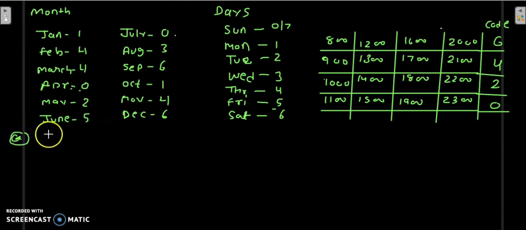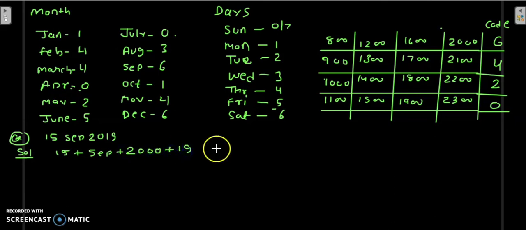Suppose I am taking any date like 15 September 2019. On this date, which day? So how to find? Please follow the steps. I will split this: 15 plus September plus 2000 plus 19 plus number of leap years. You have to also follow the same trick.